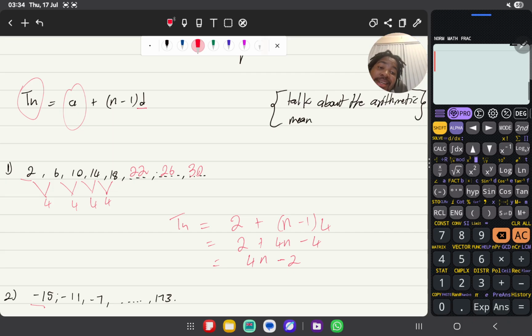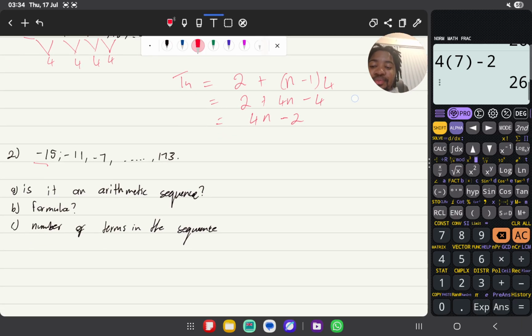So let us test it out. You have 4 multiplied by a particular number, minus 2. Let's substitute the number 1. When we substitute 1, we get 2. Okay, let's substitute 4, we get 14. How about the seventh term? Let's count: 1, 2, 3, 4, 5, 6, 7. We substitute 7 and we get 26. So it works. Let us use it again for the next problem.